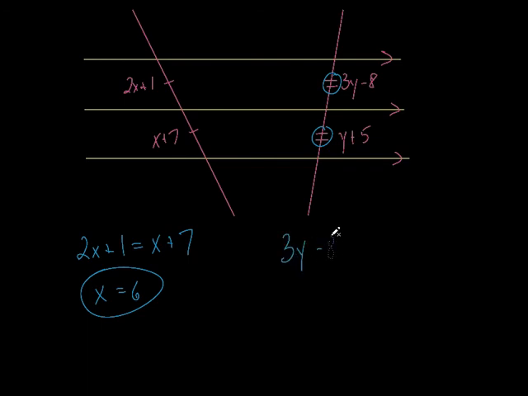So it's 3y minus 8 equals y plus 5. Now you just solve for y. Subtract a y from both sides, you get 2y. Add an 8 to both sides, you get what? 13. Divide by 2. You could keep it 13 over 2. I would be perfectly fine if you kept it 13 over 2.